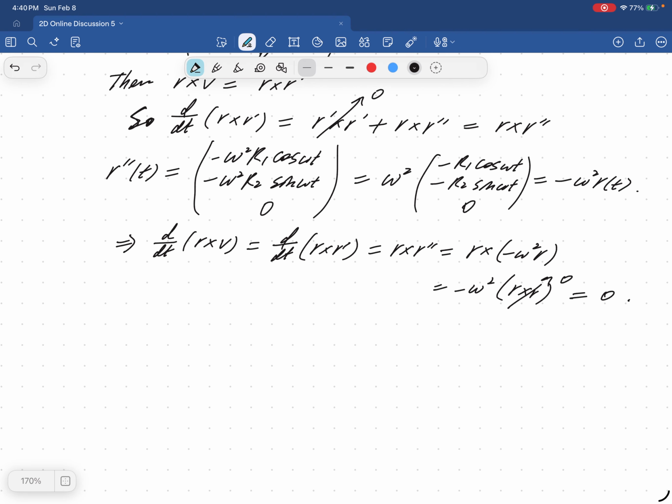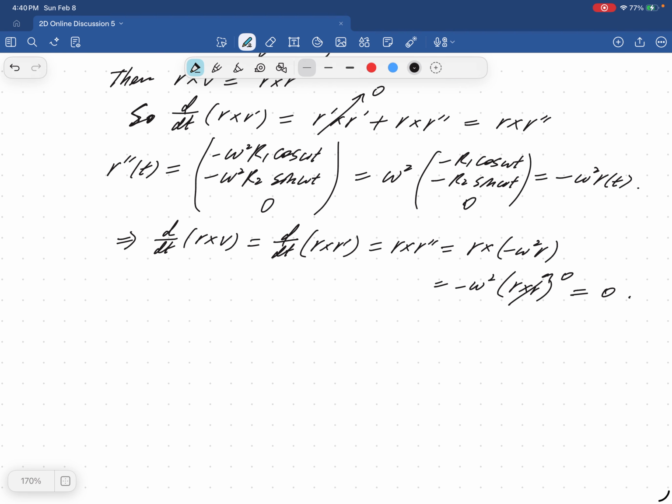And what does this tell us? This says precisely that angular momentum is conserved. Since the derivative is 0, the angular momentum at each time would be constant. And therefore, it's conserved.